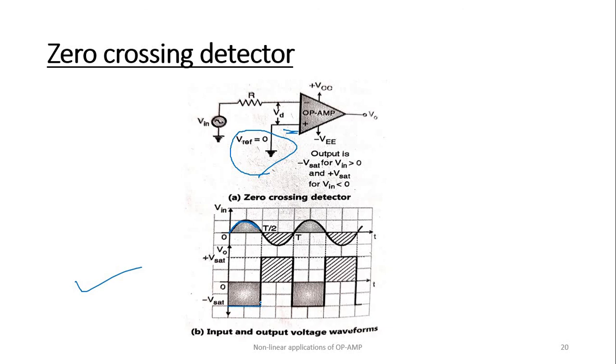When the sine wave again crosses zero and becomes negative at the instant T by 2, where we take a period of 0 to T and T by 2 indicates the half period, the input voltage is again 0, and at that instant the output voltage swings from minus V saturation to plus V saturation.